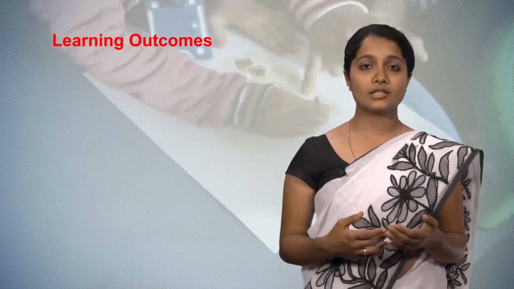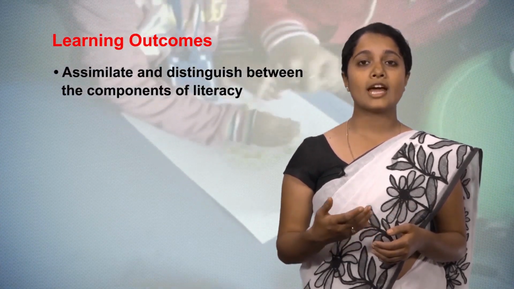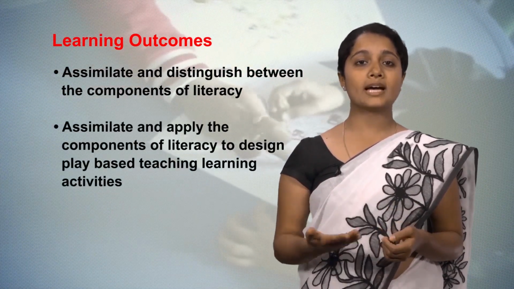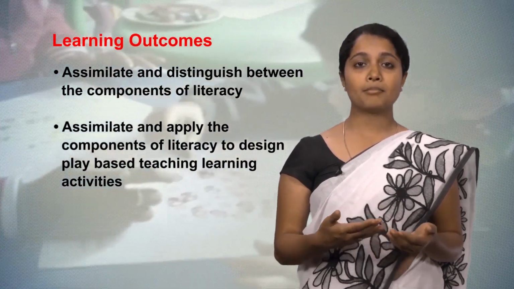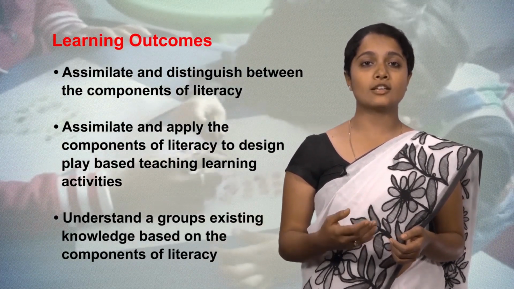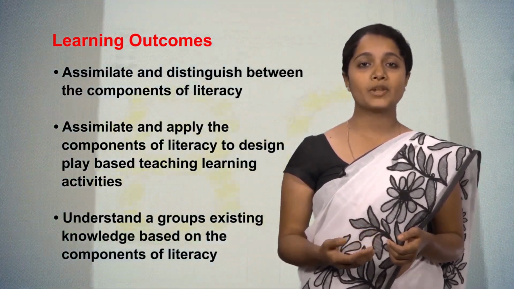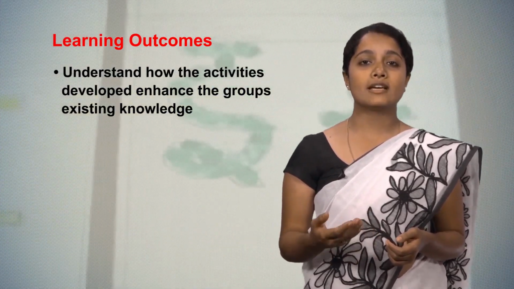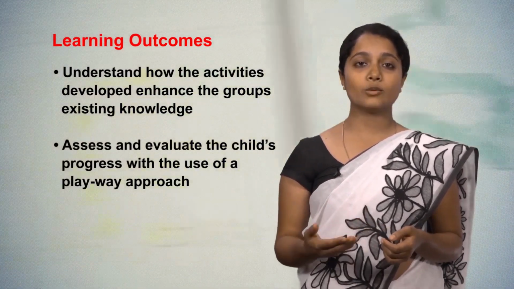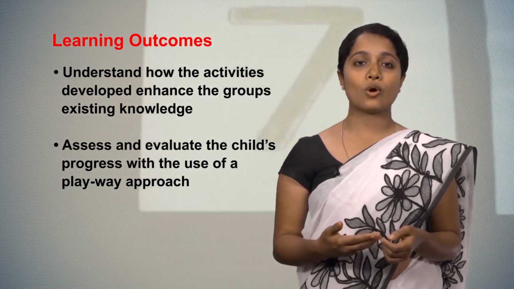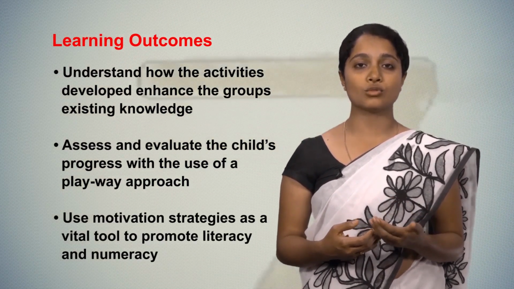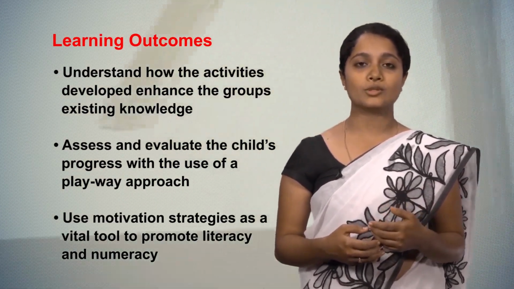Learning outcomes. The reader would now be able to assimilate and distinguish between the components of literacy, assimilate and apply the components of literacy to design play-based teaching learning activities, understand a group's existing knowledge based on components of literacy, understand how the activities developed enhance the group's existing knowledge, assess and evaluate the child's progress with the use of a playway approach, and use motivation strategies as a vital tool to promote literacy and numeracy.